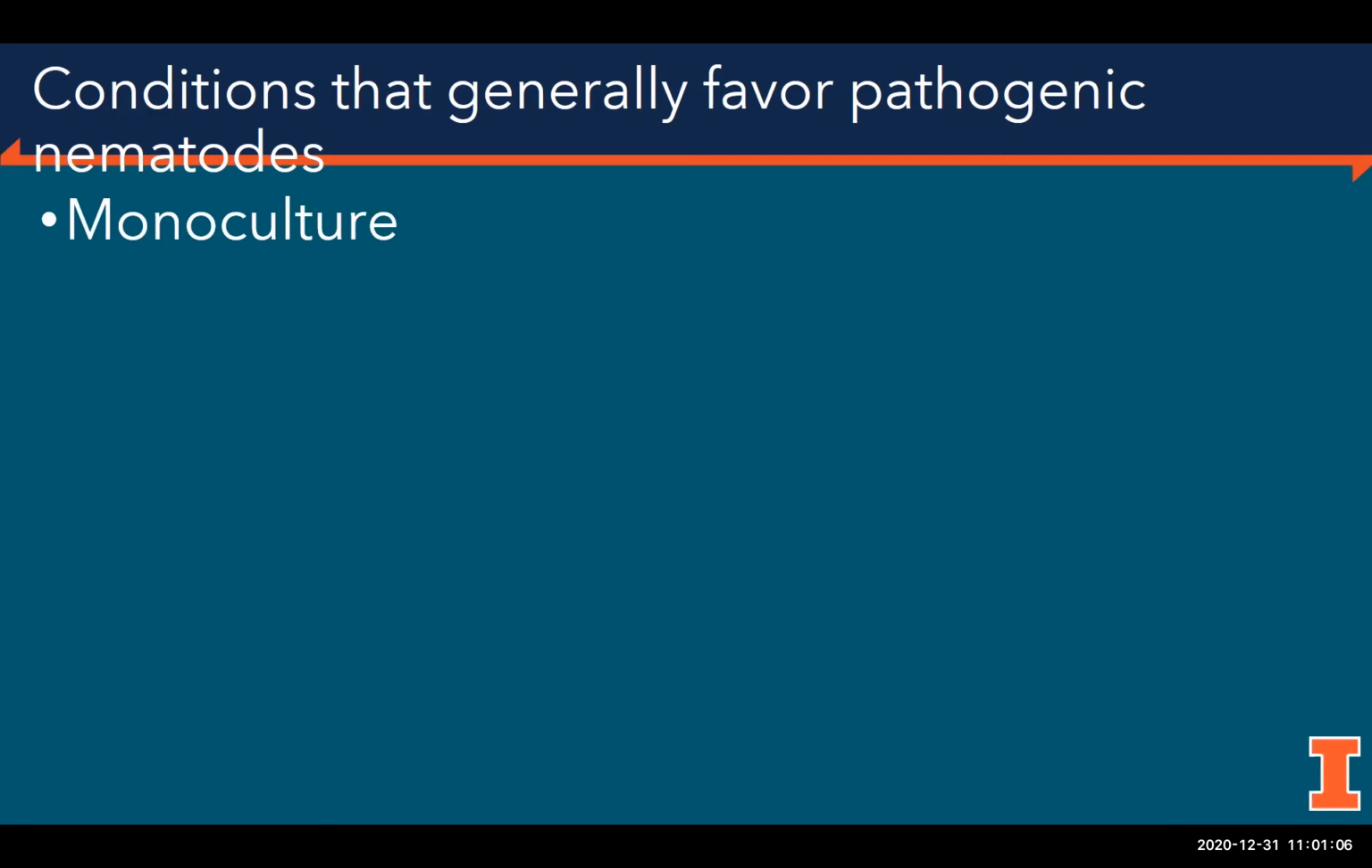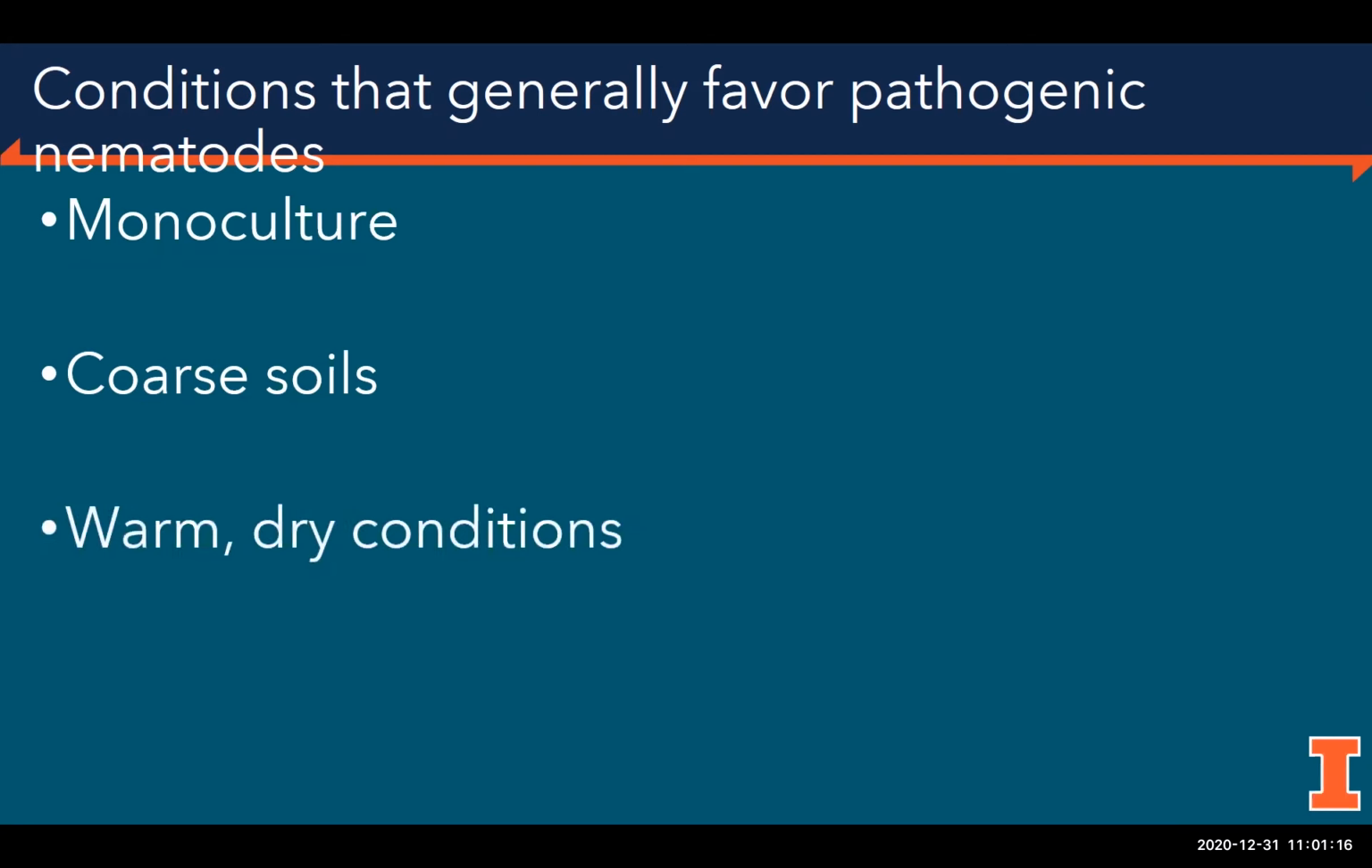Growing monoculture, so the same crop year after year, is going to favor the development of pathogenic nematodes that like to feed on that particular crop. Coarse soils, sandy soils, typically warm, dry conditions are favorable for the development or the reproduction and movement of nematodes in soils, although some nematodes, like I said, tend to burrow deeper into the soils and avoid those conditions. And stressed plants. So plants that are leaking exudates are going to be more attractive to these plant pathogenic nematodes than ones that are happy and healthy.